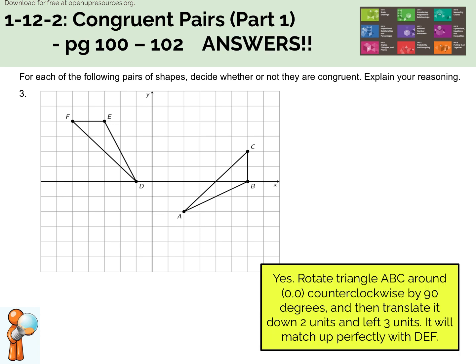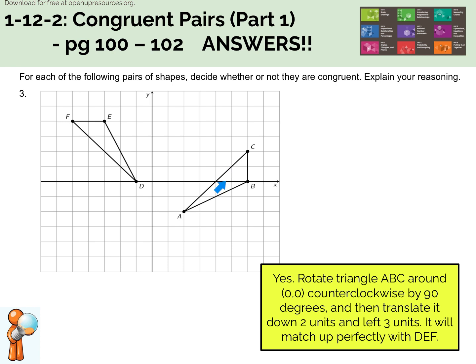All right, so these two figures are congruent because if you rotate triangle ABC, so they started with this one, around point (0, 0), clockwise by 90 degrees, so you take it and kind of move it up here, and then translate it down 2 units and 3 units to the left, they will match up.